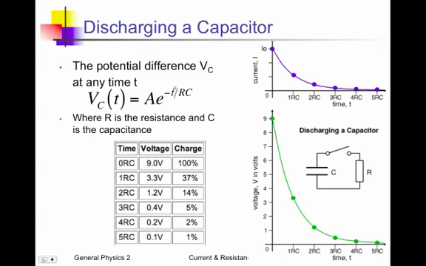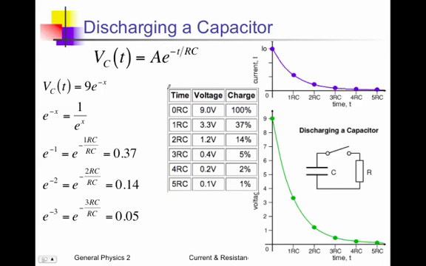I can always express t in terms of multiples of RC. So if I say t is equal to 2 RC, then I get e to the minus 2, which is 0.14, and that 0.14 times my 9 gives me 1.2. So that's how you're able to figure out the time in terms of the resistance and the capacitance, and what kind of voltage I can expect. The shape of this curve is represented by that equation.